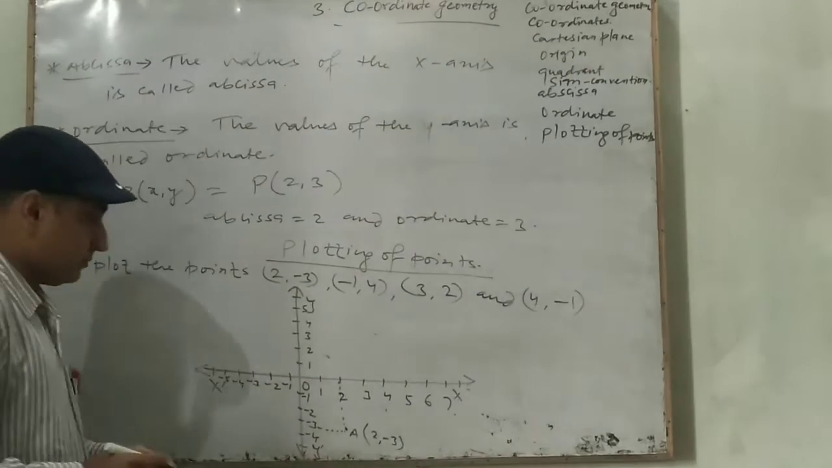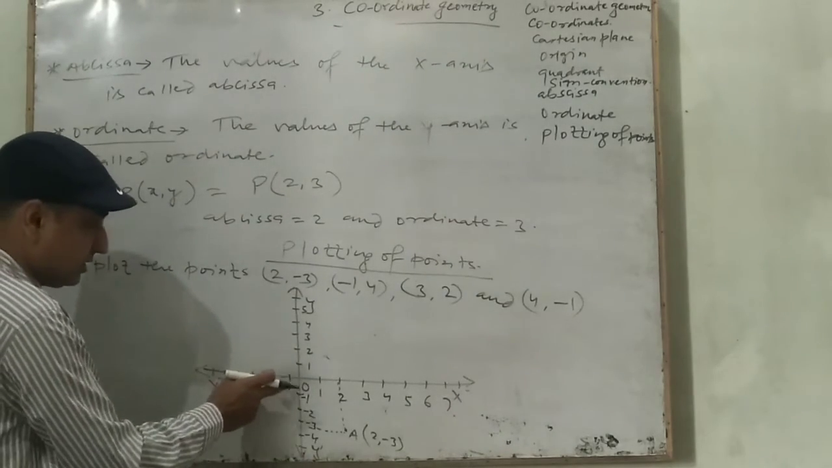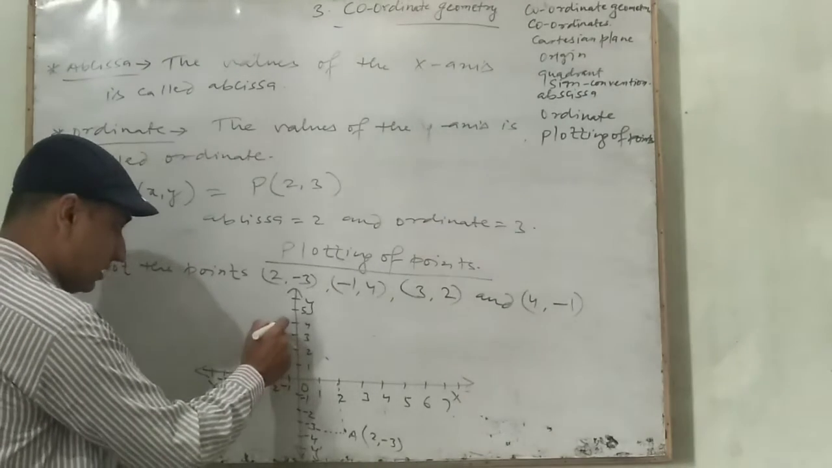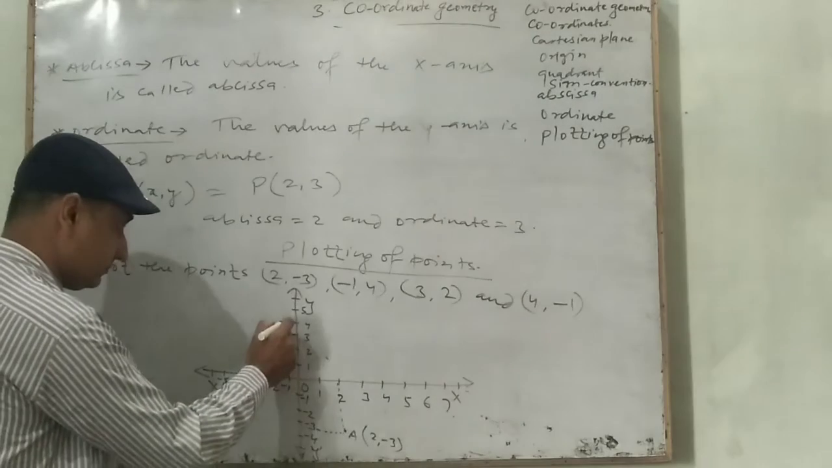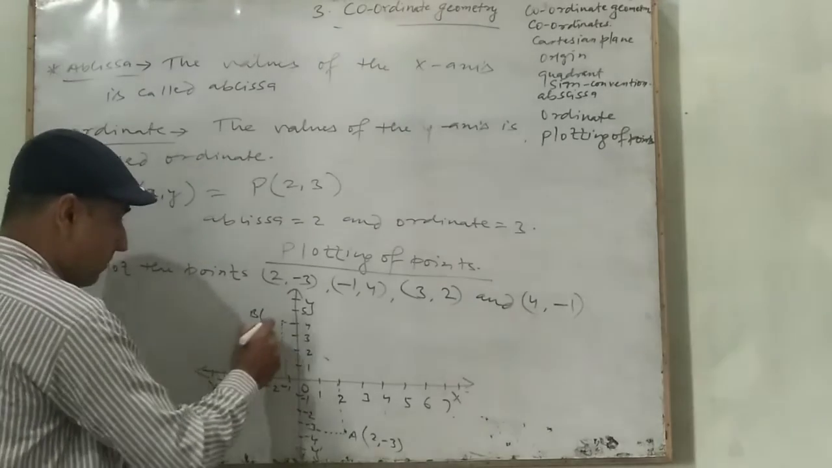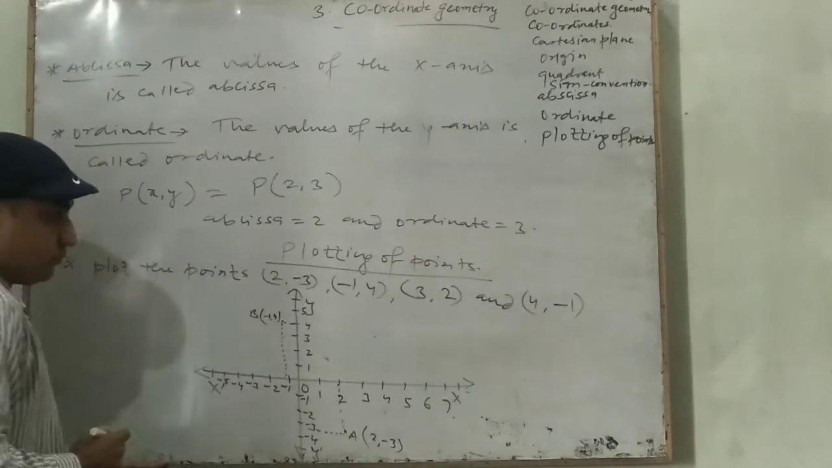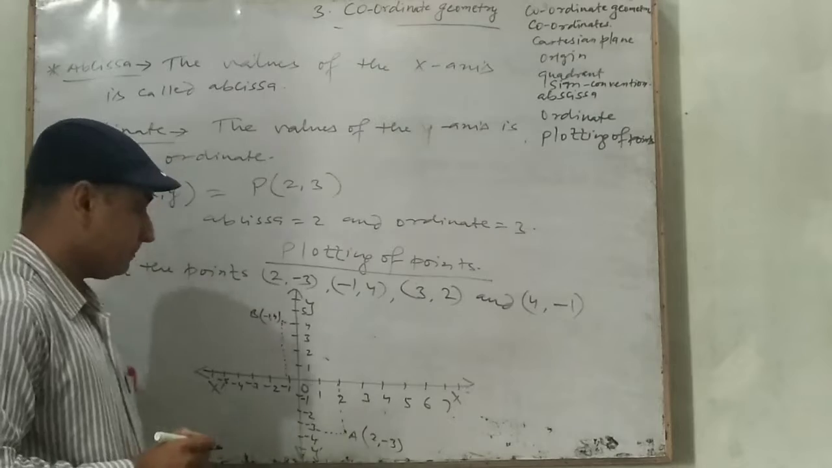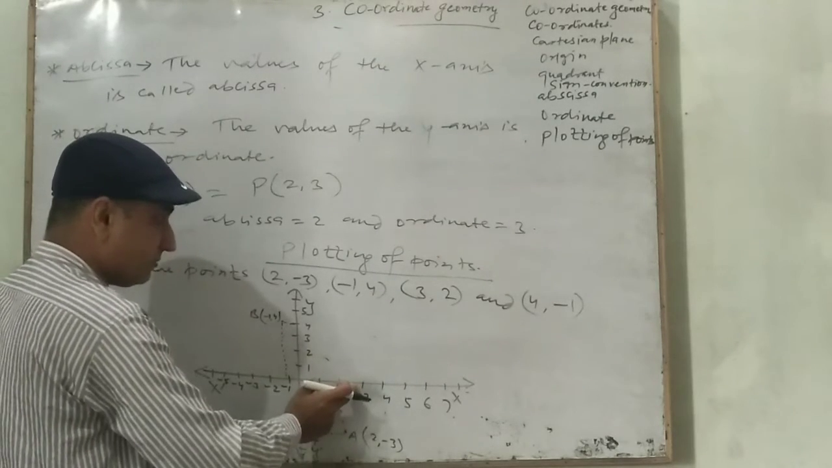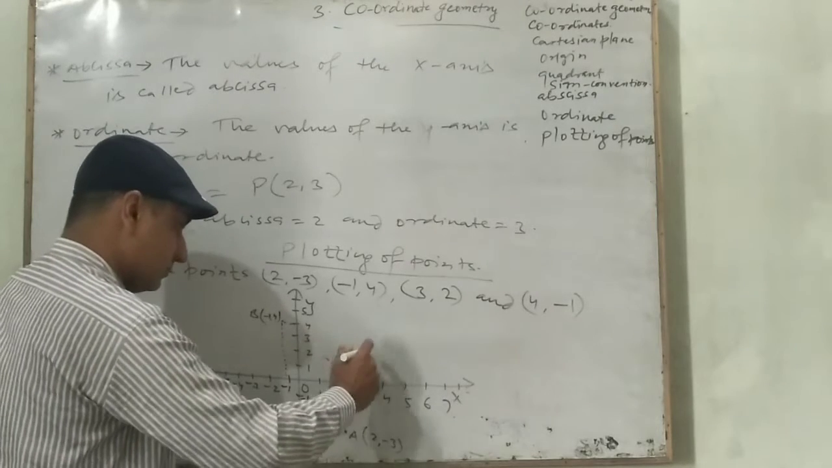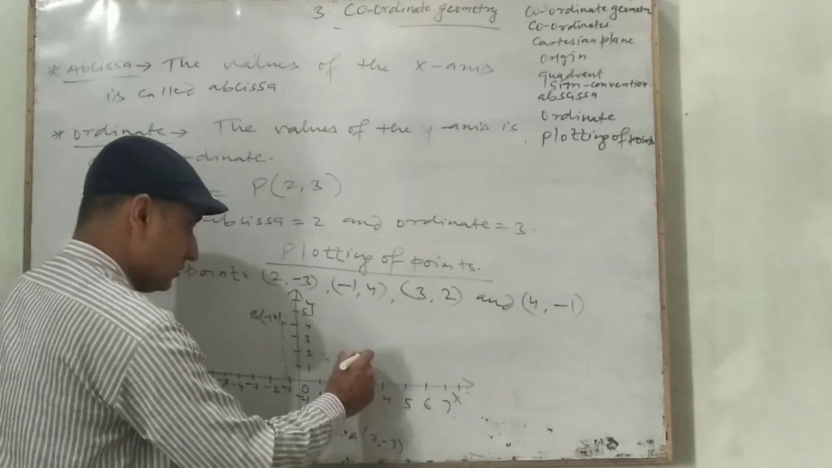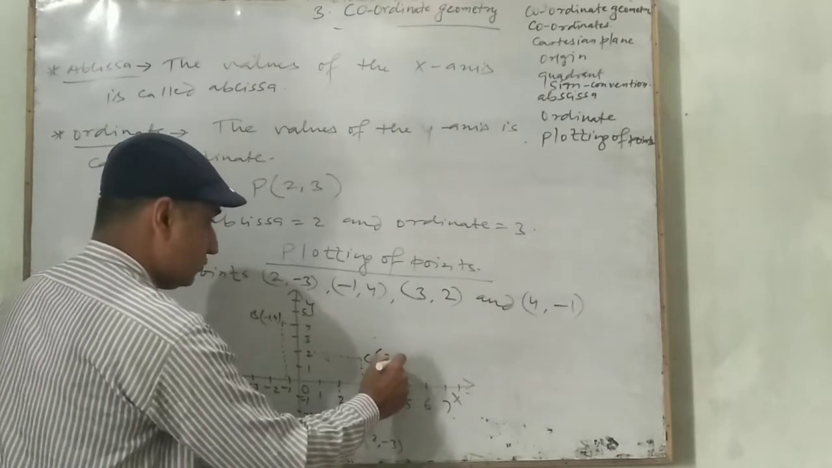Next is (-1, 4). -1 is there, and 4 is this point. Now join this. So this will be B (-1, 4). This is the second point. Third is (3, 2). The value of x is 3 and 2 will be there. And this will be C (3, 2).